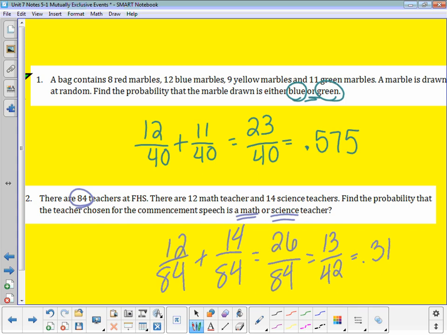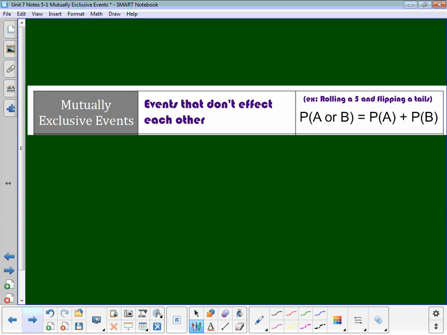Next, let's take a look at what mutually exclusive events mean. Last week we talked about independent events. That means I had two things going on, and one didn't affect the other. When we're talking about or, we really have one thing going on, but we're looking for two things at the same time. For mutually exclusive events, we are looking for events that do not affect each other. Most of the time, except for very rare cases, you're a math or a science teacher. You're not both. So we're looking where you can't be two things at once.